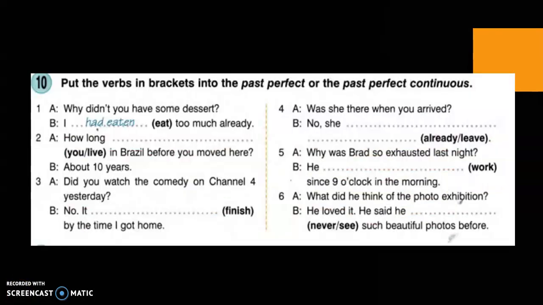Well, let's do some practice. Here we have past perfect or past perfect continuous. Read the sentences, the dialogues, and complete them using both.